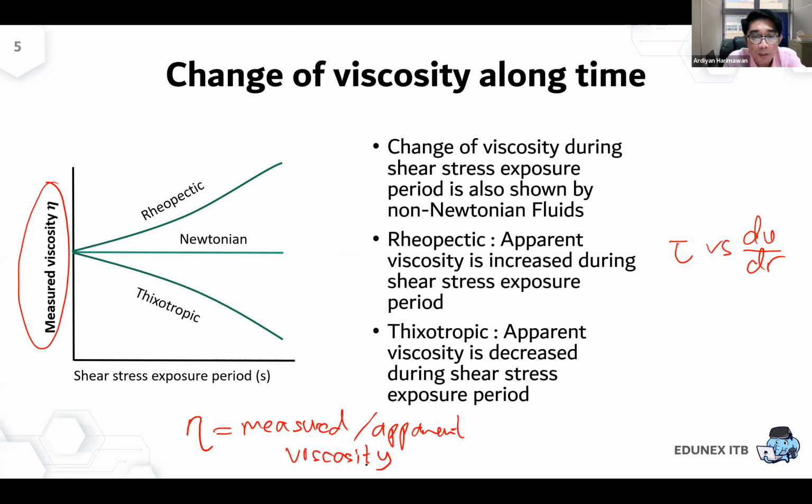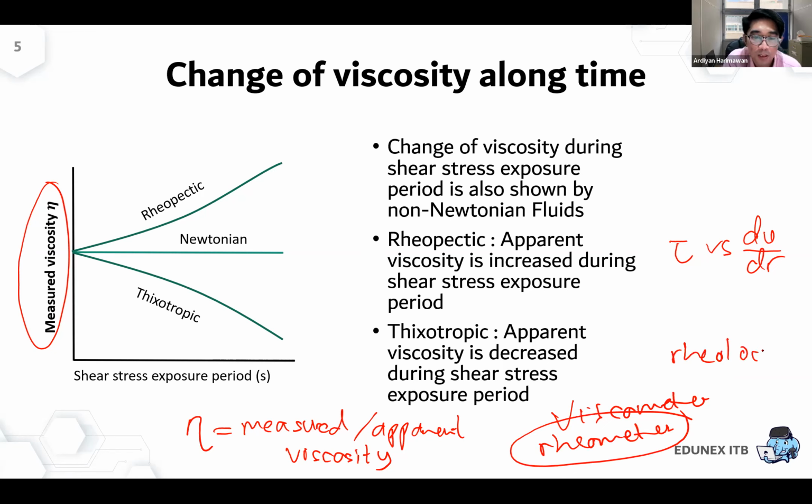Do you know the name of the device that is used to measure viscosity? Viscometer. But for non-Newtonian, it's normally called a rheometer. So it's to analyze the rheology of the fluid. Rheology is the behavior of the fluid.